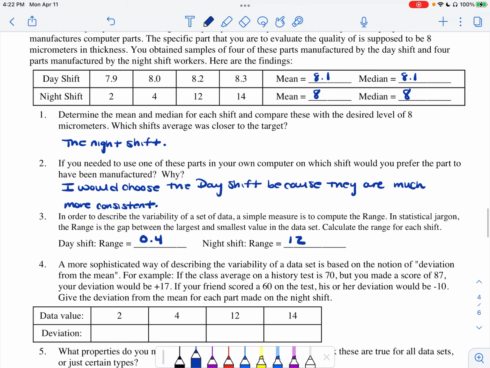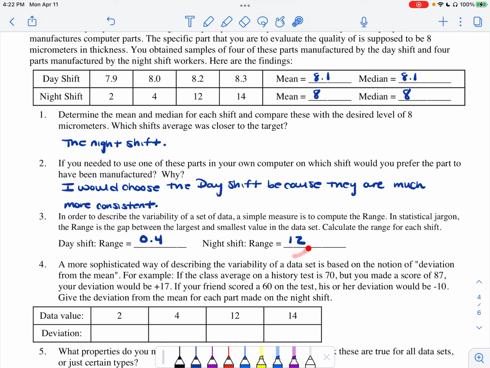Okay. So again, that's kind of going along with what I was saying on part 2, that the day shift is just a lot more consistent. Okay, the range of their data points is less than half a micrometer, whereas the range of the night shift is 12 micrometers, which is more than just the size of the thing they were trying to build in the first place. So it's a really big range for that night shift.